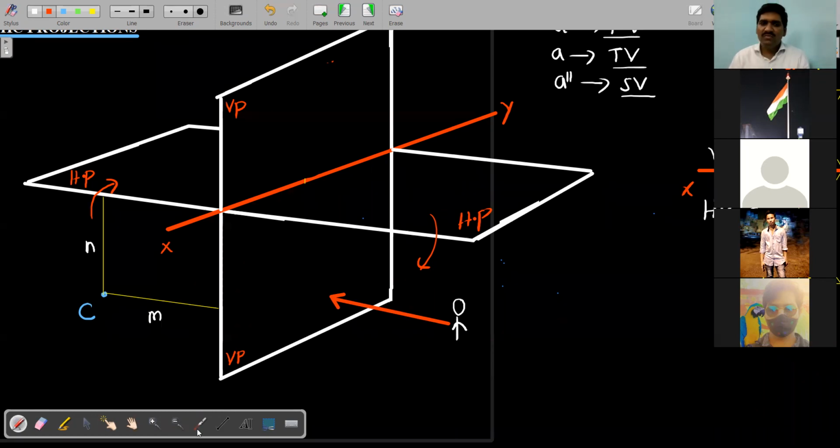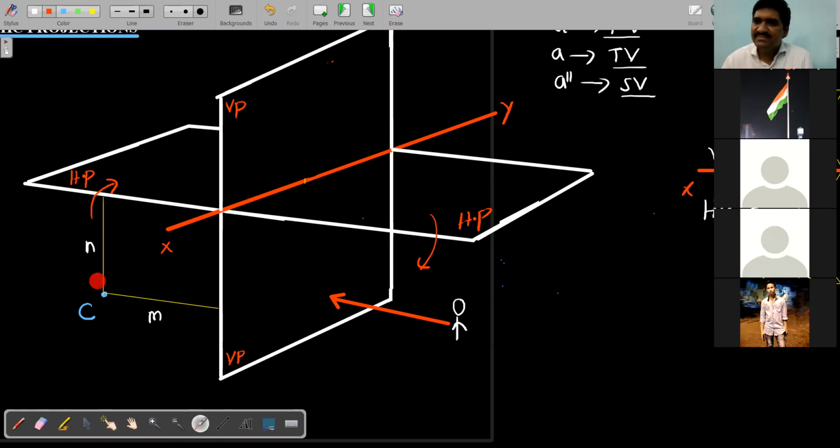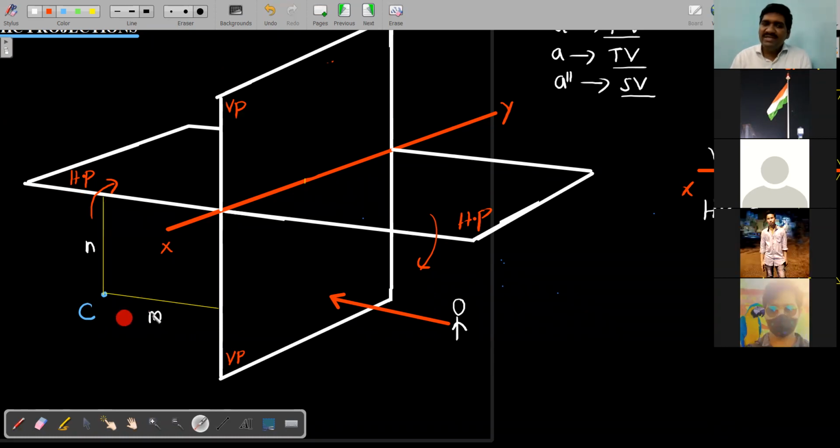Okay, now tell me all of you, this is transparent. If this is transparent, can you see this height or not? Okay, and how can we call this height? n distance below HP. Is the distance n below HP or above HP? Below HP. And m distance in front of VP. Okay, m in front, n below.